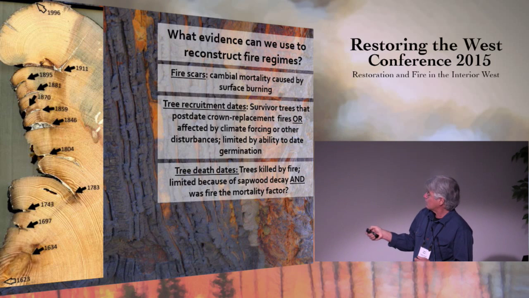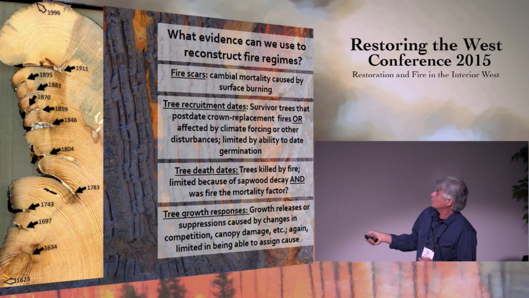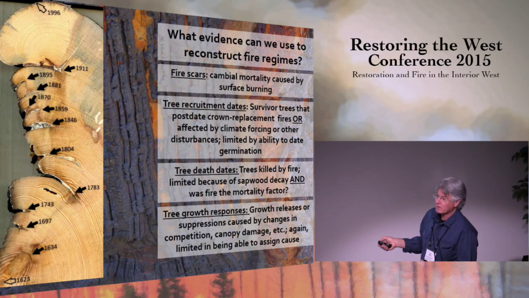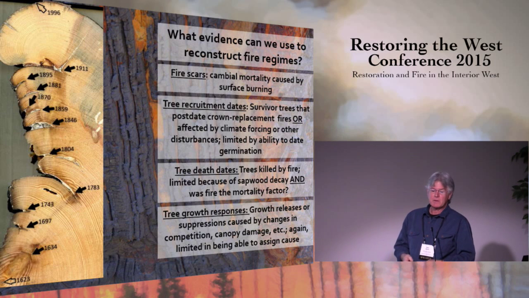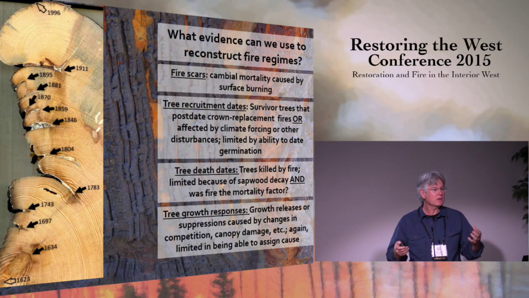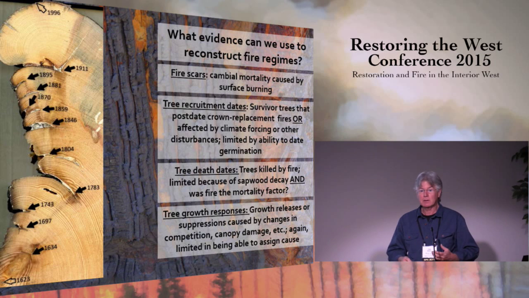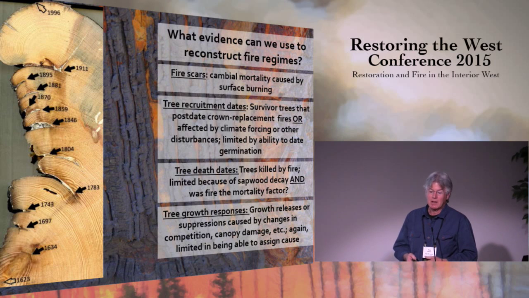Another one is fire as the mortality factor. So for example, in this tree up here, I'm sure everybody in the audience knows that fire was not the mortality factor on this one. Blue stain in the sapwood. And then, of course, tree growth responses. So, suppressions, releases, abrupt suppressions or releases not related to climate, but caused by crown scorch, killing of next-door neighbors, competing trees, those kinds of things. Again, being able to assign the cause is a question on that one.